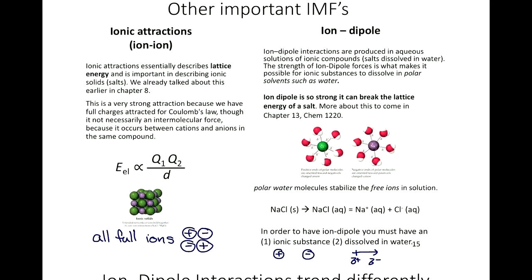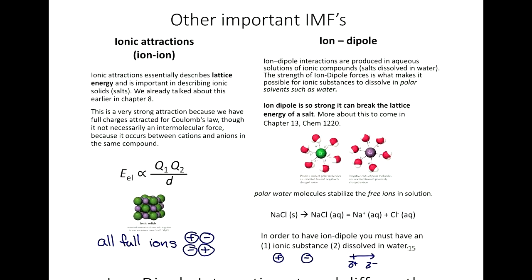Okay, the last important intermolecular forces. So we already talked about one of these, all right? Ionic attractions, or ion-ion attractions. Ions attracted to full-blown ions. This is actually just lattice energy, all right? Lattice energy is ionic attractions, where we have like a sodium plus attracted to a chloride minus. These are full-blown charges attracted to one another, right? Ionic attractions require full ions to be present.